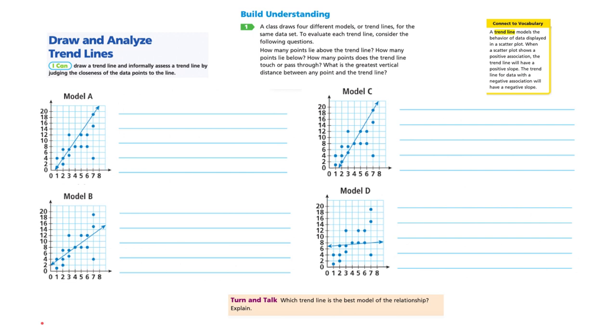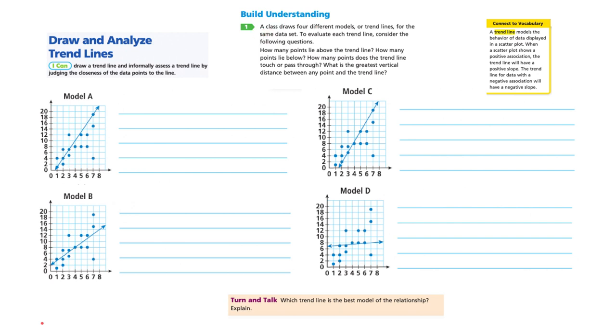And then over here, you can see that there's vocabulary. So they give you the definition of a trend line. It models the behavior of data displayed in a scatter plot. When a scatter plot shows a positive association, the trend line will have a positive slope, for example, like Model C. Actually, all these have a positive slope. So that shows a positive association. The trend line for data with a negative association will have a negative slope. So pause here, look at these different models and answer these questions that they ask, and then we'll look at them together.